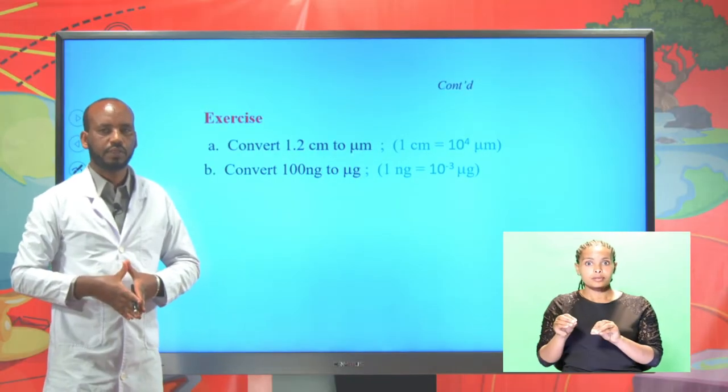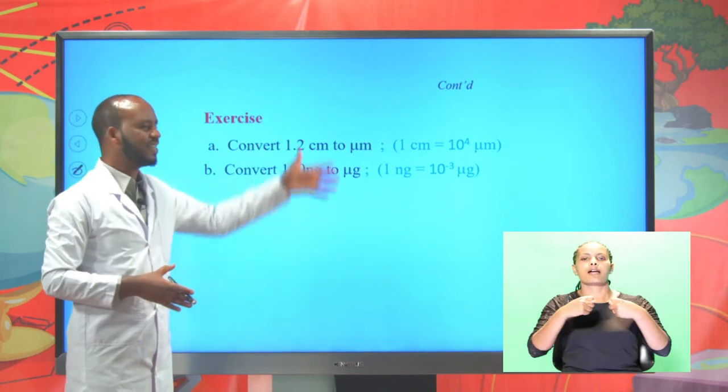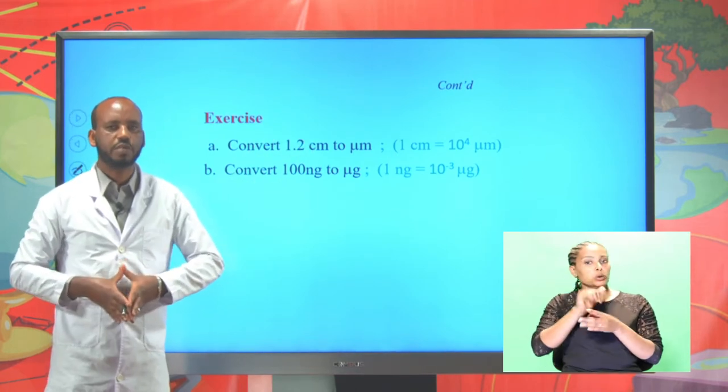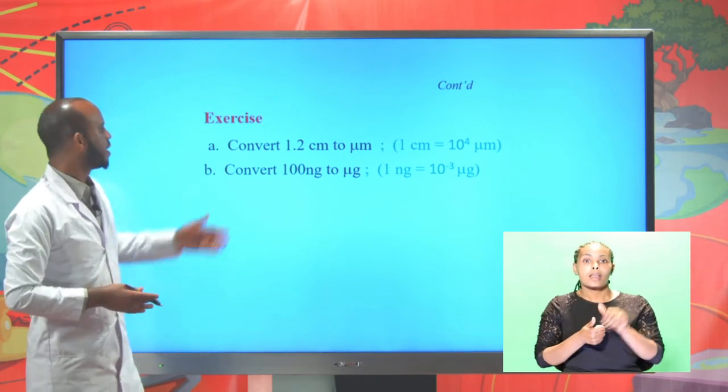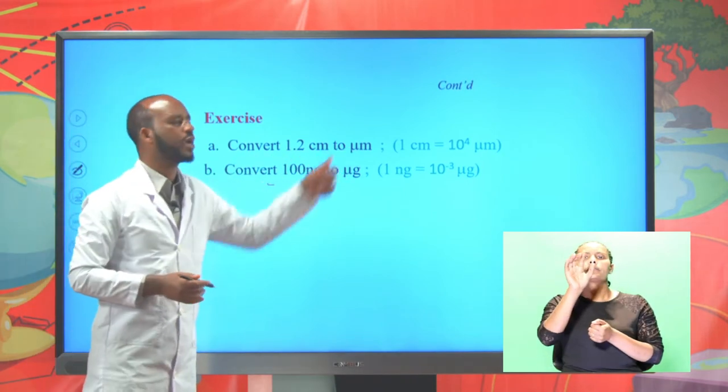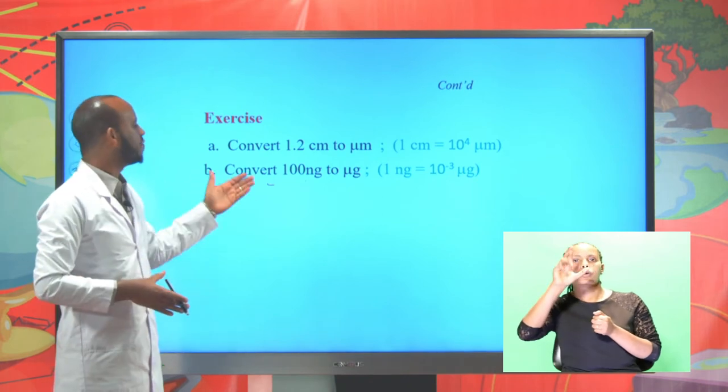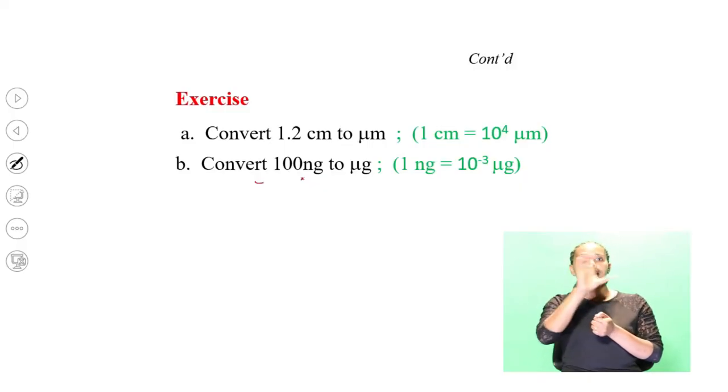Students, let us try this exercise so that you can practice what you have just learned. A. Convert 1.2 centimeters to micrometer. B. Convert 100 nanogram to microgram. You have 3 minutes.